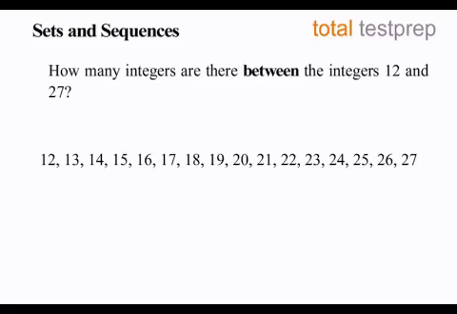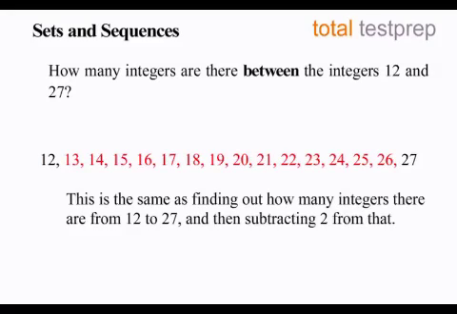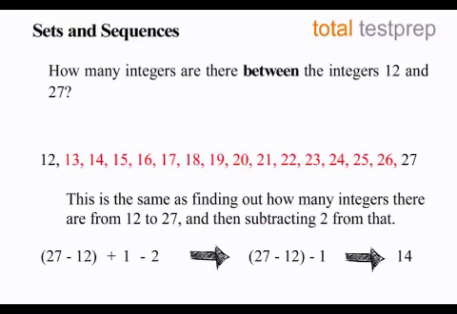Well, you could write them out, and basically what they're asking for is all the numbers in red. So this is the same as finding out how many integers there are from 12 to 27 and then subtracting 2 from that. Remember, the formula for finding how many integers there are from a certain number to another number is the difference plus 1. So here we do 27 minus 12 plus 1, and then we subtract 2 because we're not counting 12 and 27. We're only counting the numbers in the middle. This comes out to 27 minus 12 minus 1, which is where we get that formula from, or 14.